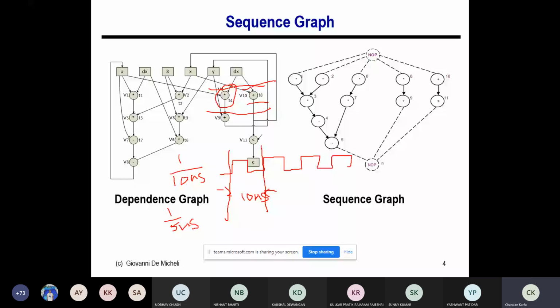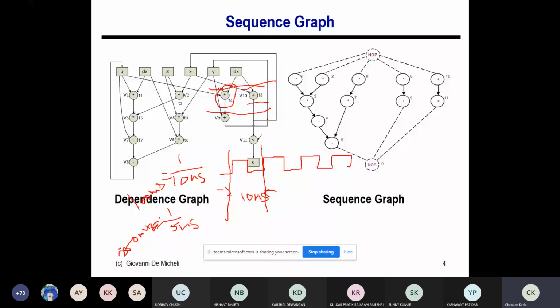The trade-off here is that if you want to make every operation a single cycle, your clock speed will be slow. The clock frequency will be low, around 100 megahertz, compared to 200 megahertz. So obviously there is a trade-off.